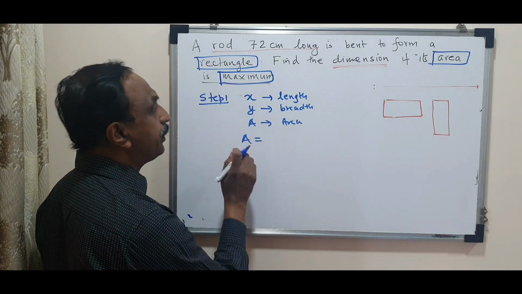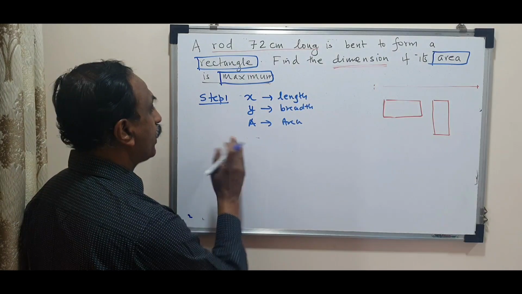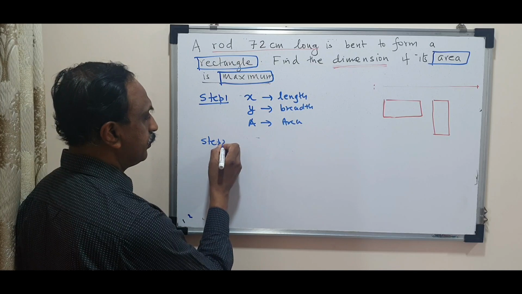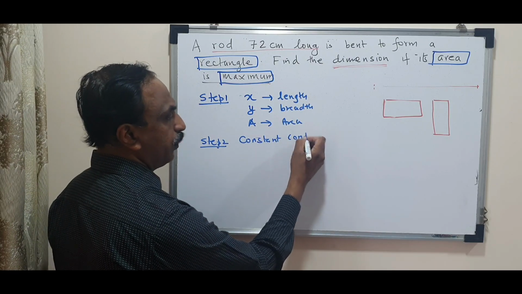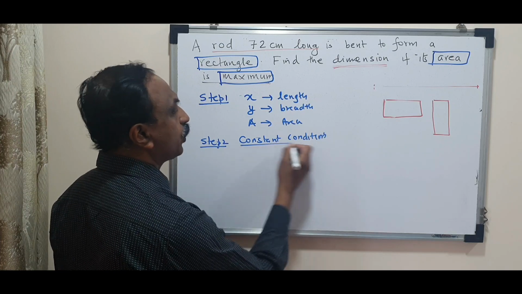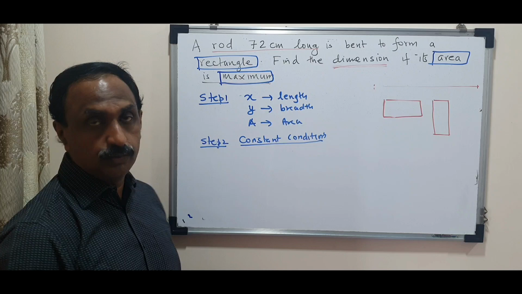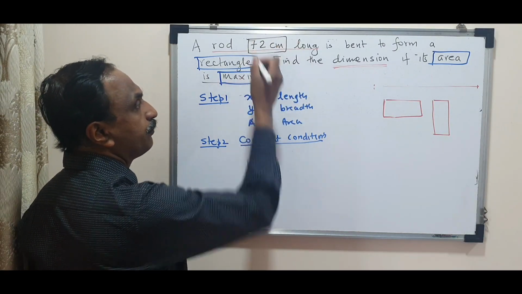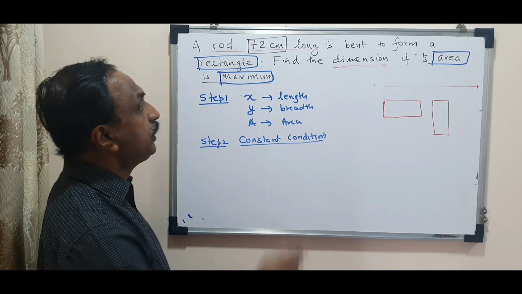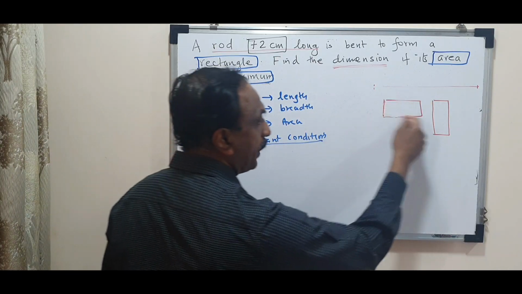After defining the variables, we have to state the constant condition. So step number 2: constant condition. What is the number in this problem? That is your constant condition. The number in this problem is 72. And what does this 72 stand for? 72 stands for the length of the rod, which is nothing but the perimeter.